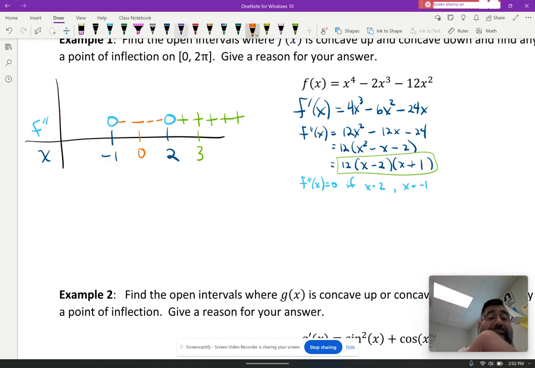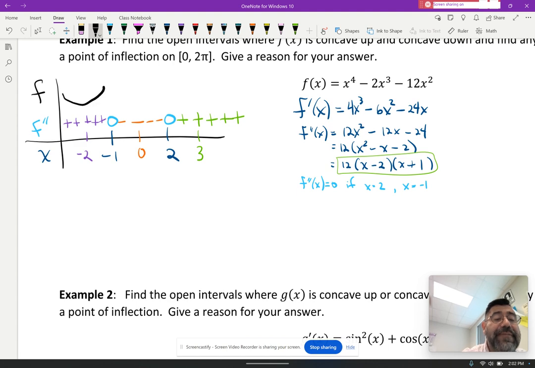And then I'm going to choose one last one. Let's choose -2. -2 minus 2 is a negative. -2 plus 1 is a negative. And a negative times a negative is positive. So what do we know? We know that the original function is concave up. I usually do like a little u here. It's concave down, and then it's concave up again.